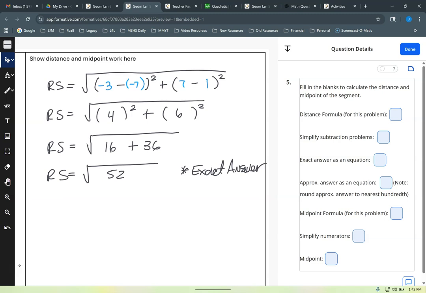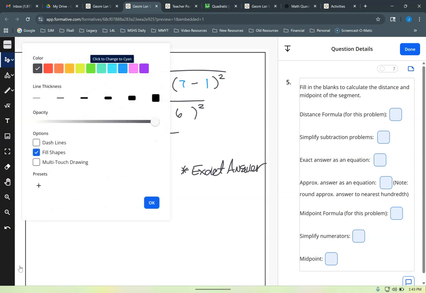But this requires an approximation, and so that's where you're going to take your calculator and you're going to go square root of 52 in your calculator, and then you're going to say that RS is approximately, well, we'll just use an equal sign. Probably should say approximately, but I think I have them all set up, so we'll just use an equal sign for now. It's about equal to, and then you're going to round this to the nearest hundredth. So if you do this, you should get 7.2111 something, right? What is it? 7.21110 something, blah, blah, blah, right? And then we're rounding to the nearest hundredth.